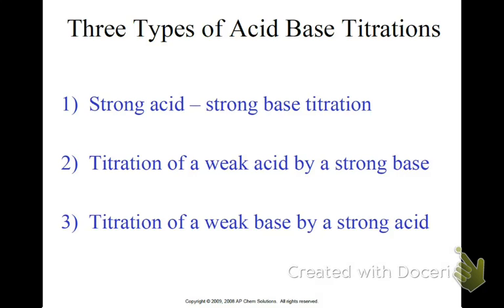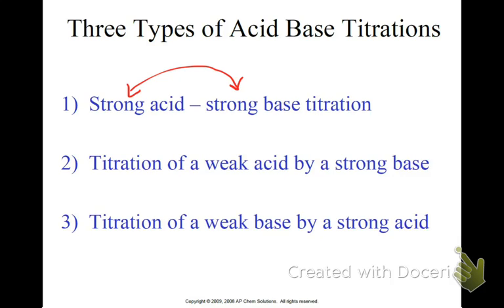Okay, so there are 3 types of acid-base titrations. The easiest would be your strong acid to strong base titration. It can be a strong base to strong acid too. It doesn't really matter, you could flop those. You can either titrate a strong base with a strong acid, or you could titrate a strong acid with a strong base. It's just whoever's where.